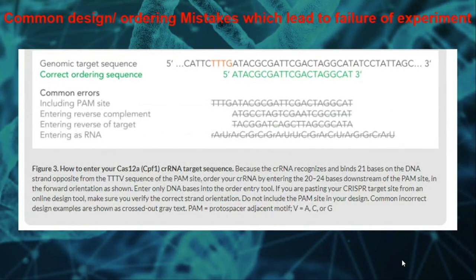Now, like I mentioned, I am again putting it across here for everyone's understanding: please pay attention to the common design or ordering mistakes which lead to failure of the experiment. Many times you will think, I have designed it correctly on the IDT platform, how can my experiment go wrong? Although your design was correct, you made some mistake during ordering and did not order as per the suggestions, which can lead to the wrong guide RNA being supplied to you and will fail your experiment.